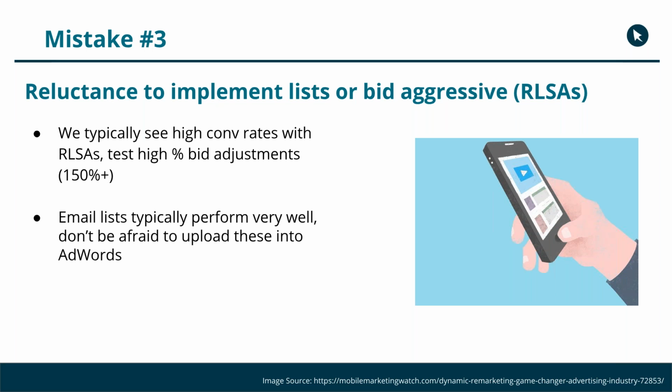It just means that you're willing to bid up to 150% more for this user. So it puts you higher within the auction and potentially a higher search impression share for that user on that search. And then secondly, email lists typically perform very well, so do not be afraid to upload these into AdWords. It's something that we've seen very, very good success with recently.